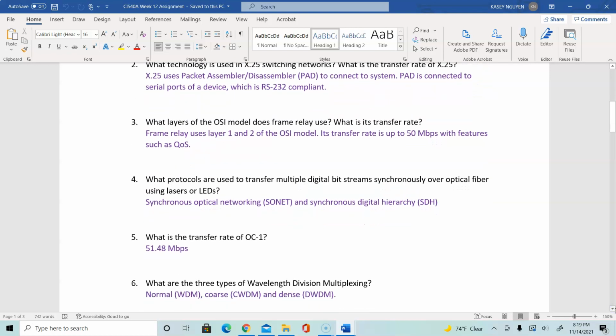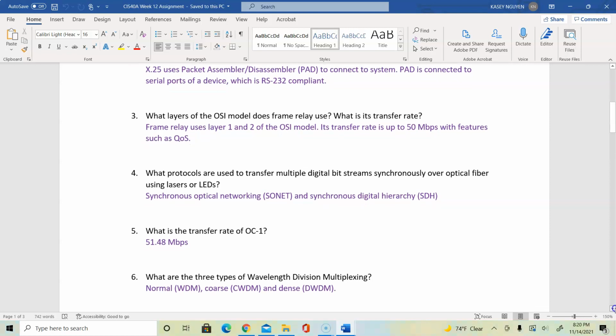Question 5, what is the transfer rate of the OC1? That will be 51.48 megabit per second for the OC1. So if you have the OC3, that's triple that. So you would take that, multiply it by 3, which gives you approximately 155 megabit per second.